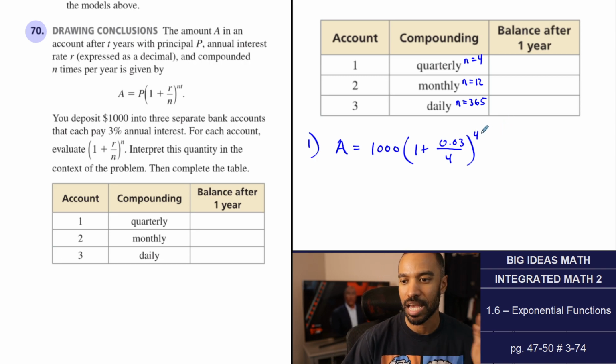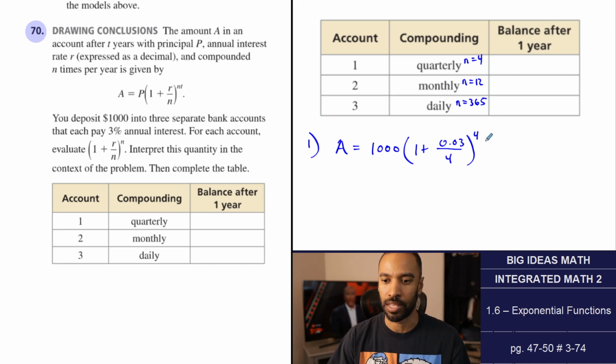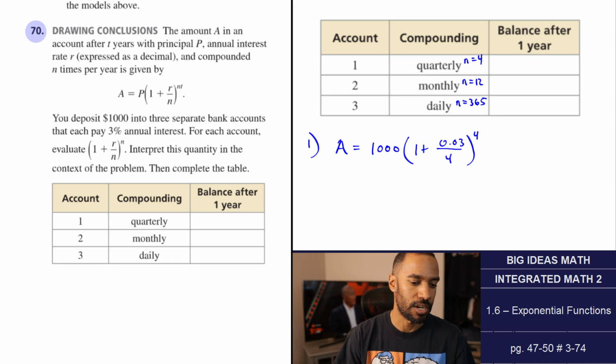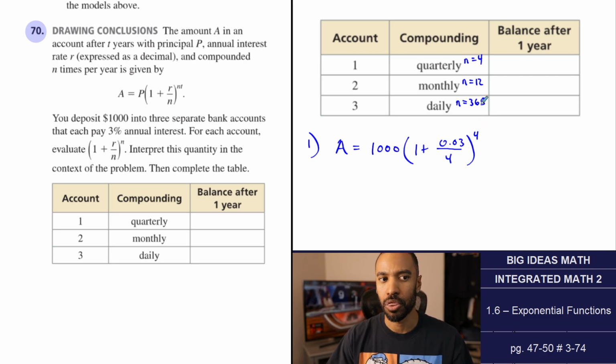Now, normally it's 4 times t, and t is the number of years, but because this is 1 year, you're only doing this once. I'm going to round this to 2 decimal places, to the nearest cent. That might be significant for these problems. So 1,000 times 1 plus 0.03 over 4 raised to the 4th power. That's just on my calculator. That's $1,030 and about 34 cents.